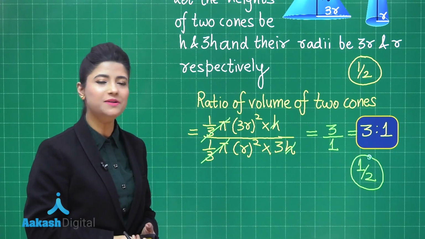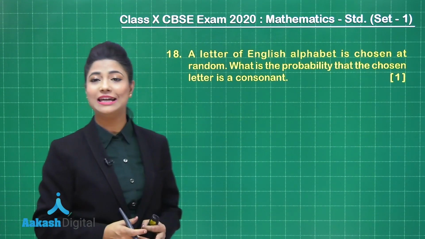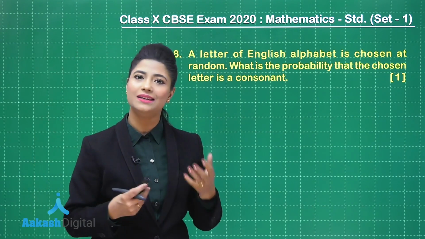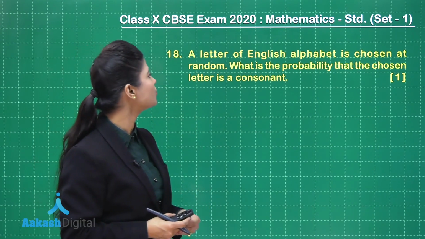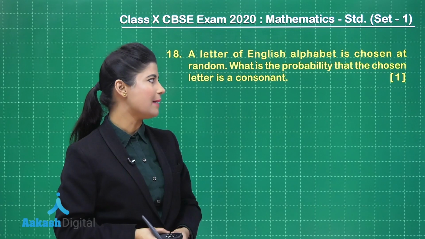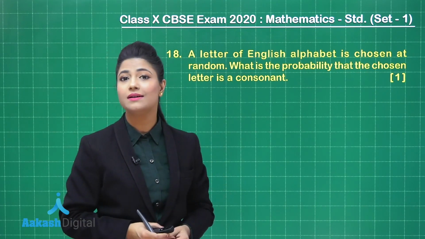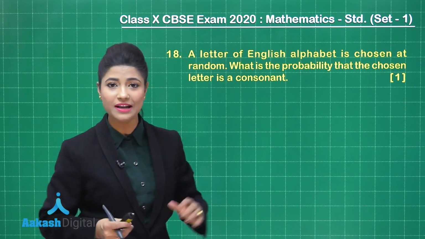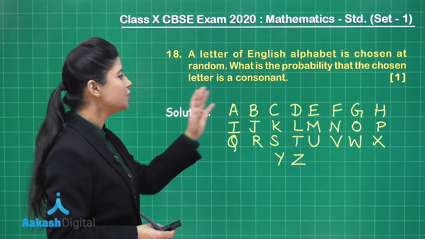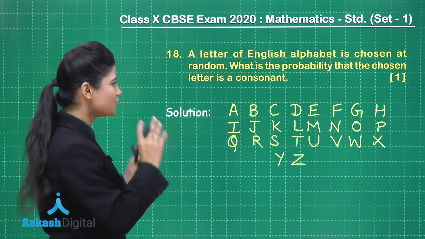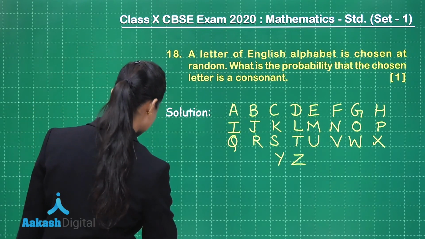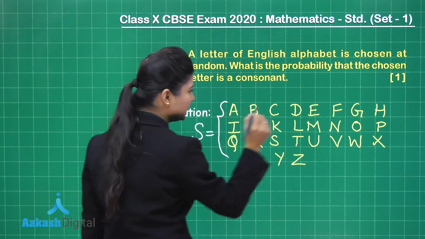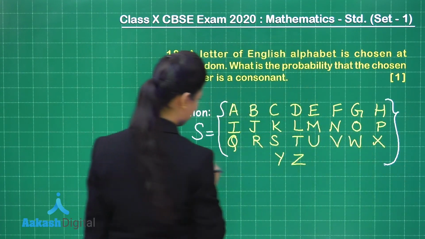Now let's proceed ahead. Here I have question number 18. This is related to probability. It states a letter of English alphabet is chosen at random. What is the probability that the chosen letter is a consonant? So here we are talking about English alphabets, and you are well aware that we have total 26 English alphabets. So this is your required sample space. So this is the sample space having all the 26 alphabets.